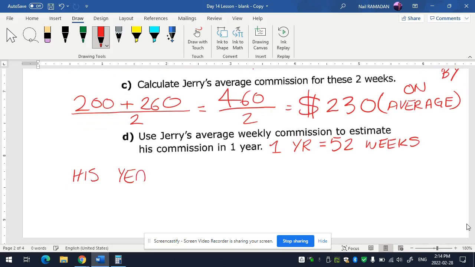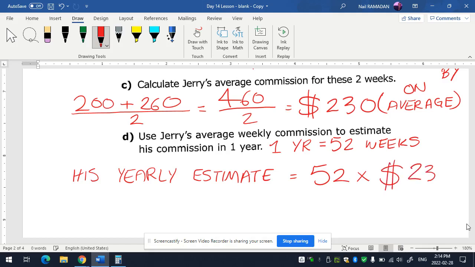All right, so all we have to say is his yearly estimate equals, I don't really care if you multiply 52 times 230 or 230 times 52. But again, now you know I'm a fan of multiplying the time first by the money. So I always start by time, which in this case would be 52 weeks. So 52 times 230 average per week.